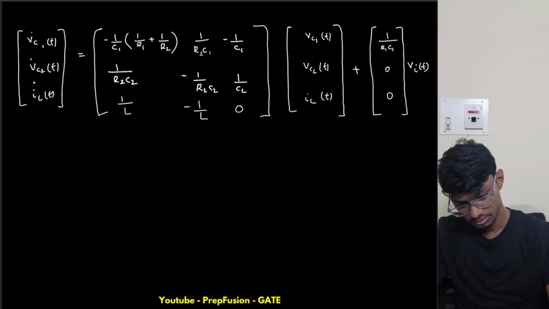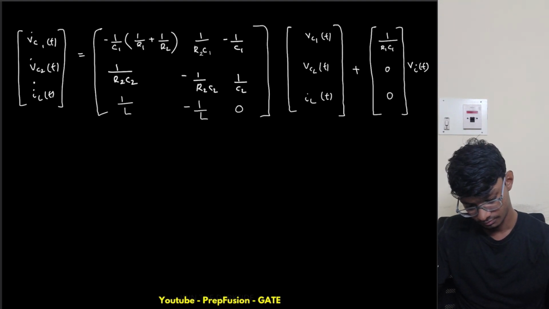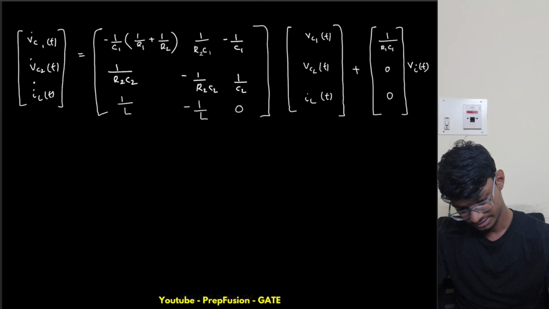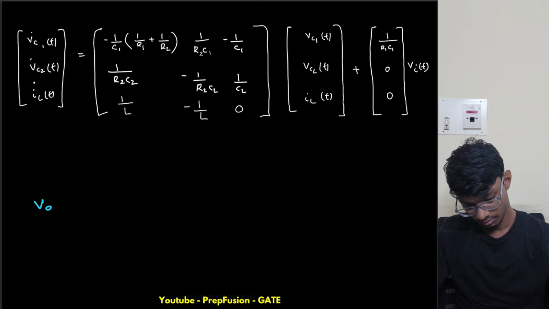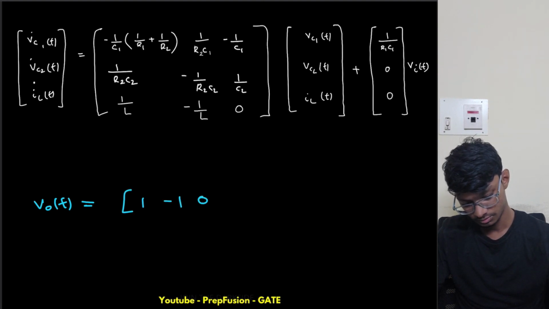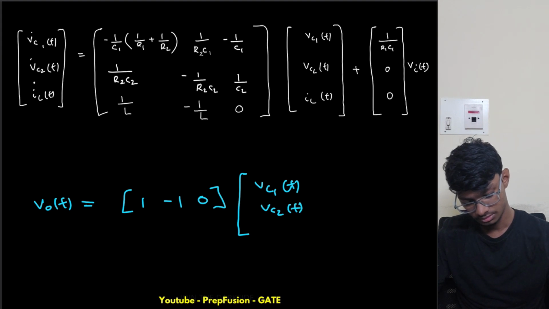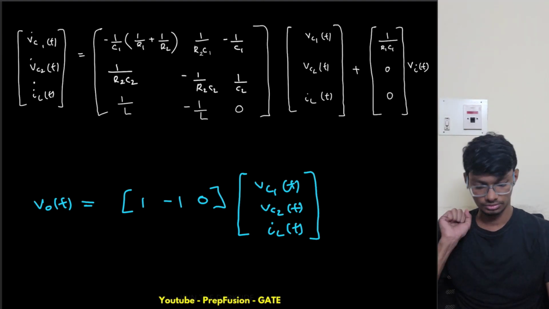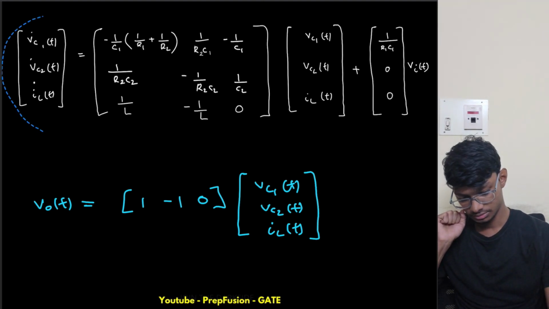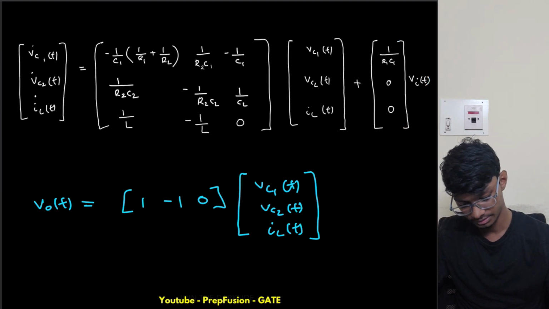So again, let me take a different color this time. Okay, let me write this in big only. V naught of t equals simply 1, minus 1, 0, and this is my state matrix, right? This is VC1 of t, VC2 of t, and IL of t, right? So this is my output equation, this is my state equation. So let me write this here.